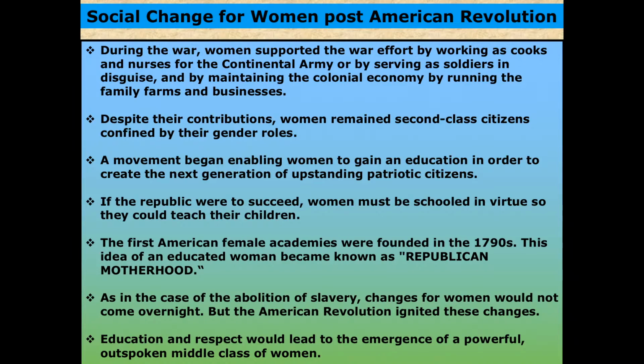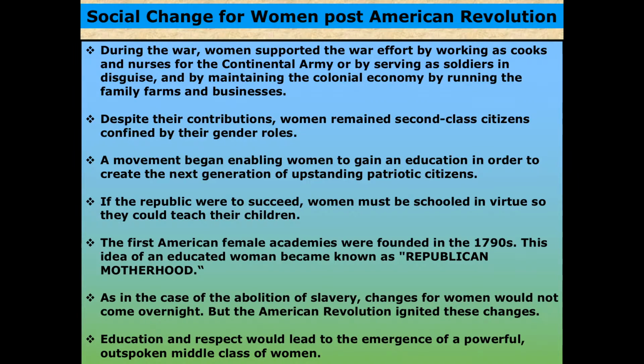Even though women contributed greatly to the war effort and helped keep this country going, what ends up happening to them post-revolution is that they don't gain those rights that they were hoping to get. Women largely remain second-class citizens in society, confined by their gender roles and stereotypes. However, women are going to gain strides with education. Now, here's how.